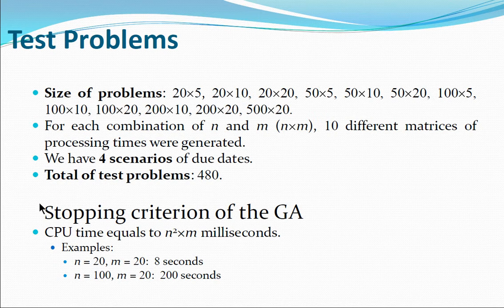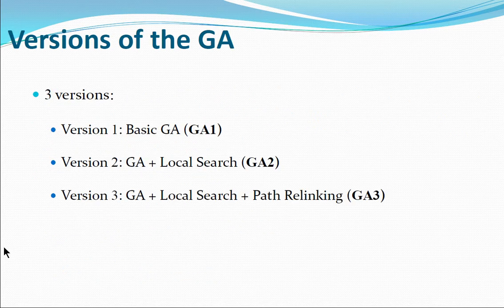And of course, for our stopping criteria, we use the CPU time equal to number of jobs squared times number of machines, in milliseconds. As you can see in these examples, for a schedule with 20 jobs and 20 machines, we spend 80 seconds to solve the problem. We implemented 3 versions of the genetic algorithm: the basic one, the genetic algorithm with a local search procedure, and the third version, the genetic algorithm with local search procedure and path relinking post-optimization.